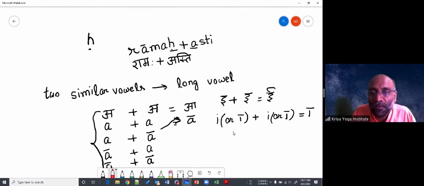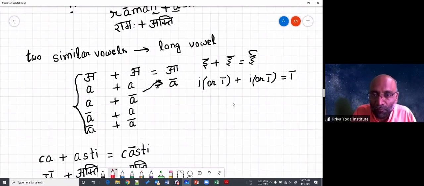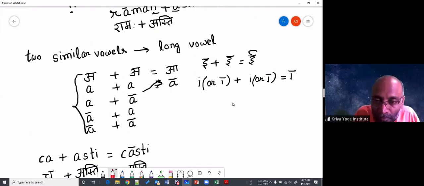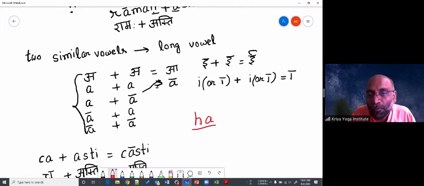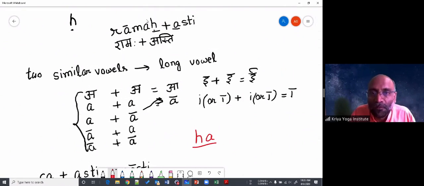On the other hand, there is a sound of hakara. There is an independent consonant, hakara, which as a consonant can be pronounced along with the vowel. It is called ha. It's very similar, but the difference is that visarga is the sound of exhalation that always follows a vowel. This is an independent consonant sound.